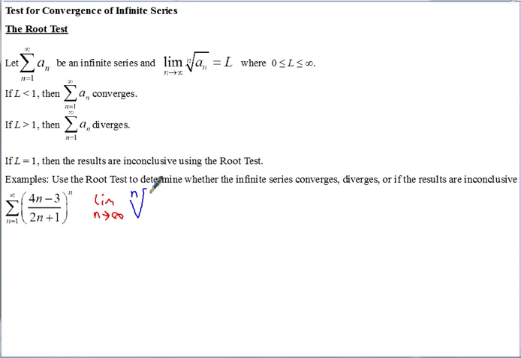So if we use the root test and find the limit as n approaches infinity of the nth root of (4n minus 3 over 2n plus 1) to the nth, you can see the nth root and the nth exponent would be inverses of each other, so they would cancel out. So all you'd be left with here is a normal limit problem. The limit as n approaches infinity of, all that's left is (4n minus 3) over (2n plus 1).